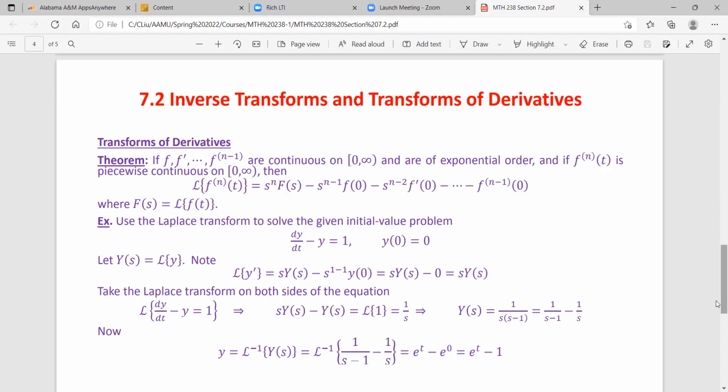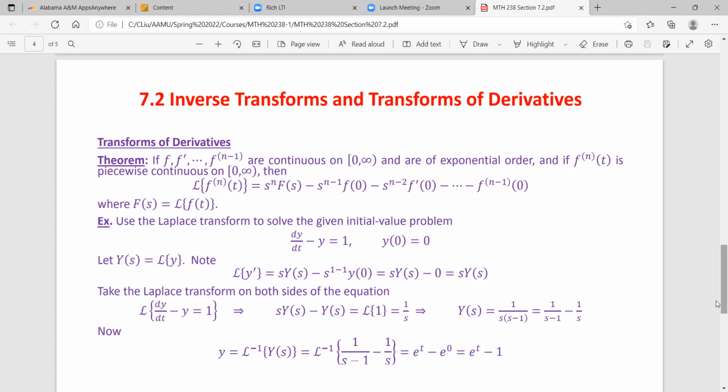The first example says use the Laplace transform to solve the given initial value problem. That's just to give us an example of how to solve an initial value problem by using the Laplace transform. So let's denote the Laplace transform of y, which we need to solve for in this equation, to be capital Y of s. We know y is a function of t, so we can take the Laplace transform of it, and we call this Laplace transform capital Y of s. We know it will be a function of s, right?